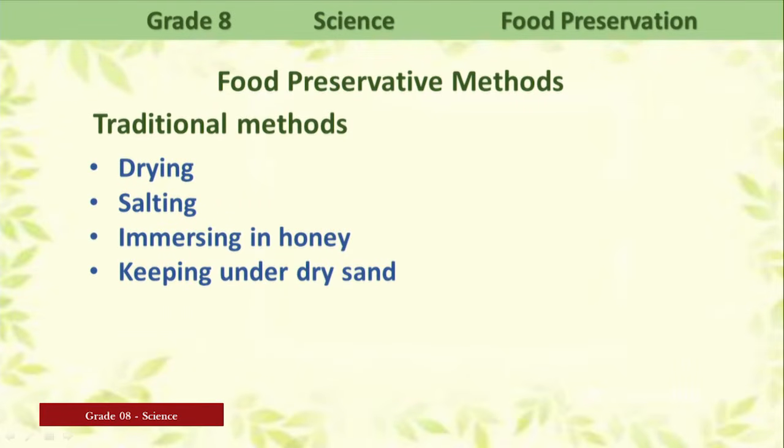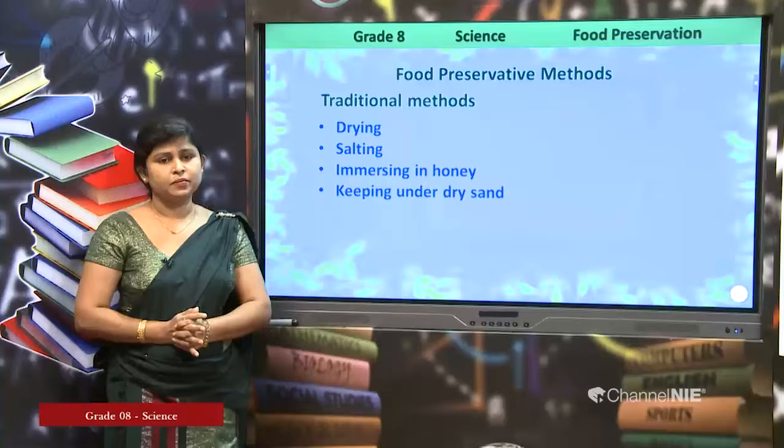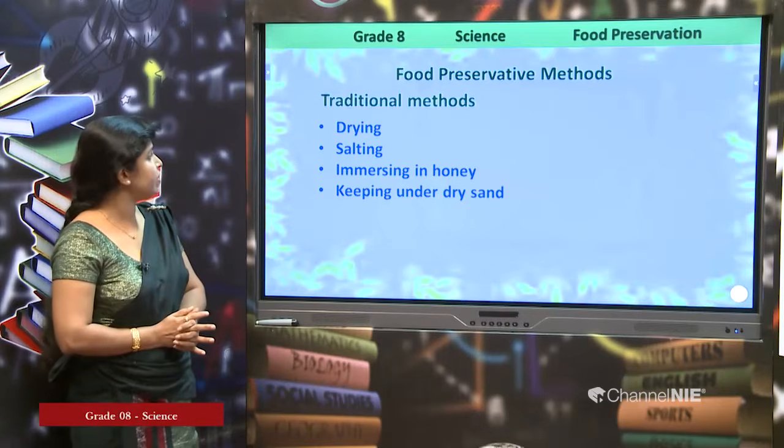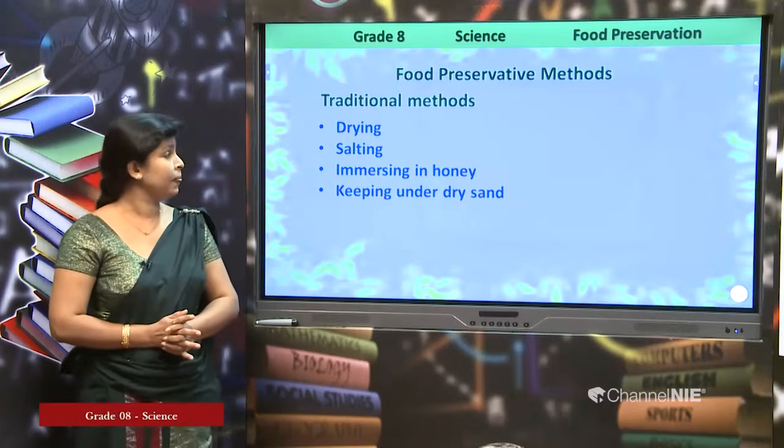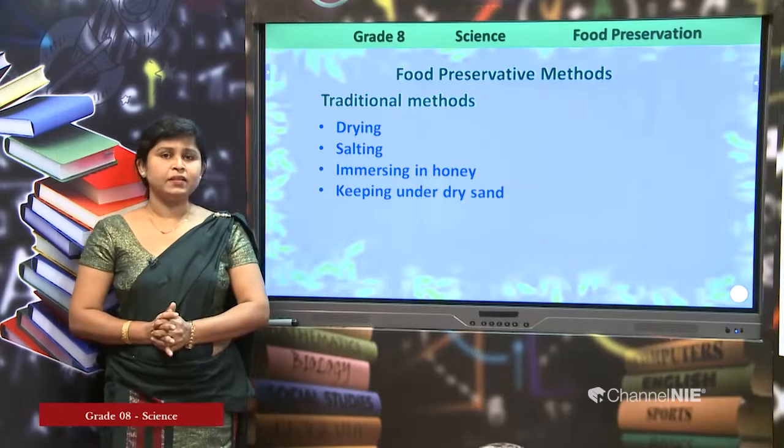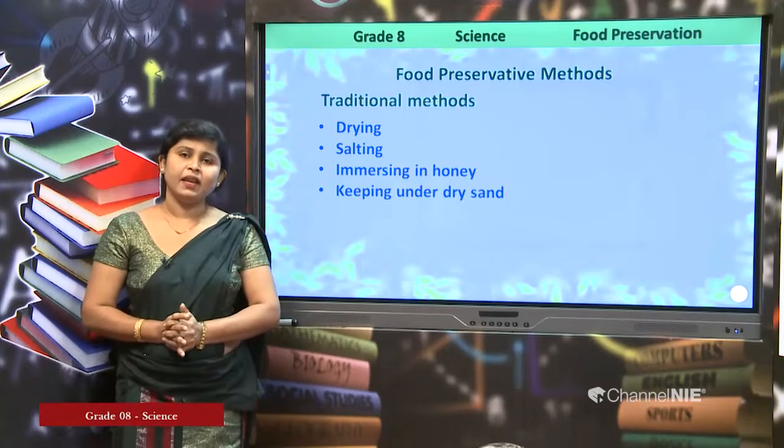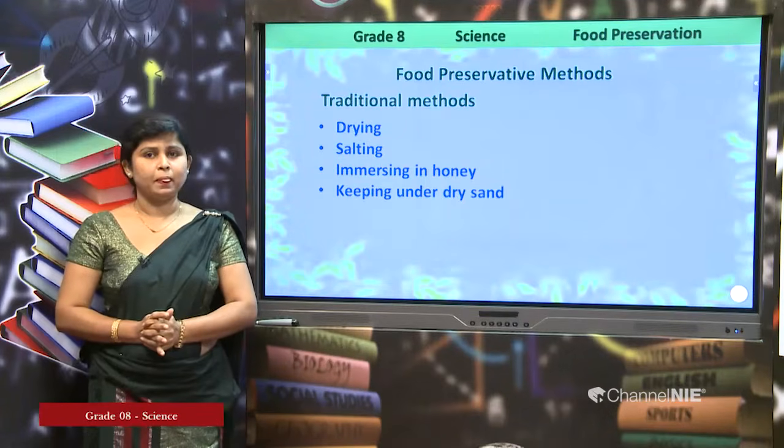Here are the traditional methods of preserving food items. Number 1, drying. You all know this method, drying. Number 2, salting. Number 3, immersing in honey and keeping under dry sand, right. Once again, let us see the traditional methods of preserving food items: drying, salting, immersing in honey and keeping under dry sand. So, you know that food items like fish and meat are subjected to drying.